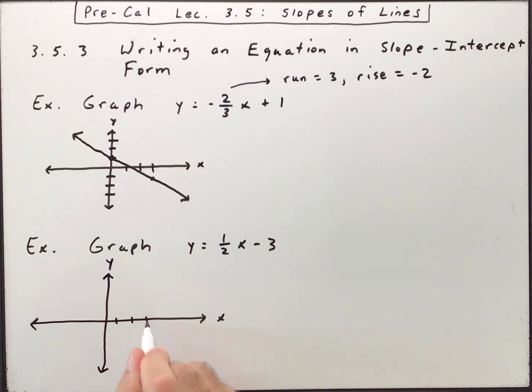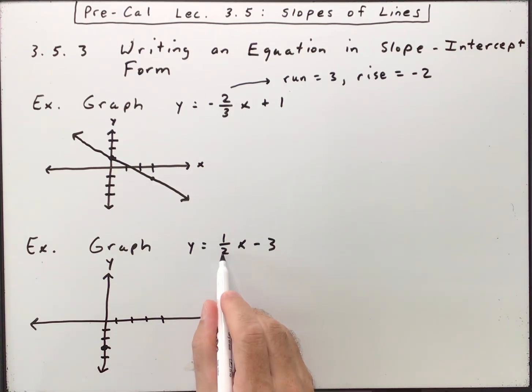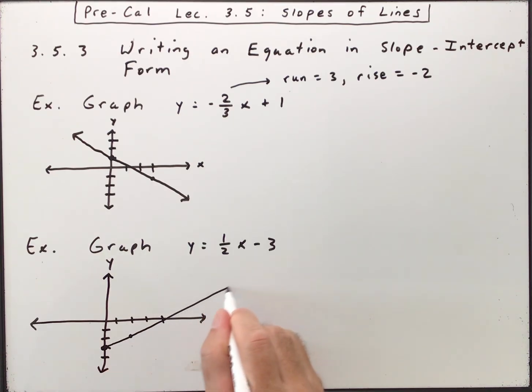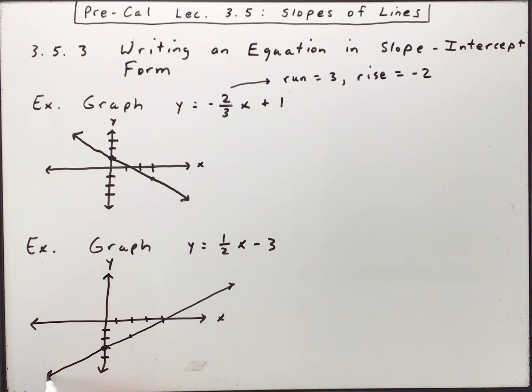All right. We'll just make some tick marks here. So I know the y-intercept is negative 3. So I've got a point right there at negative 3. The run is 2, so over 2, 1, 2, and the rise is 1, so up 1. There's my 2 points. And there's my graph. So positive slope crosses the y-axis at negative 3. Okay, so that's how you can do a quick sketch of a graph.